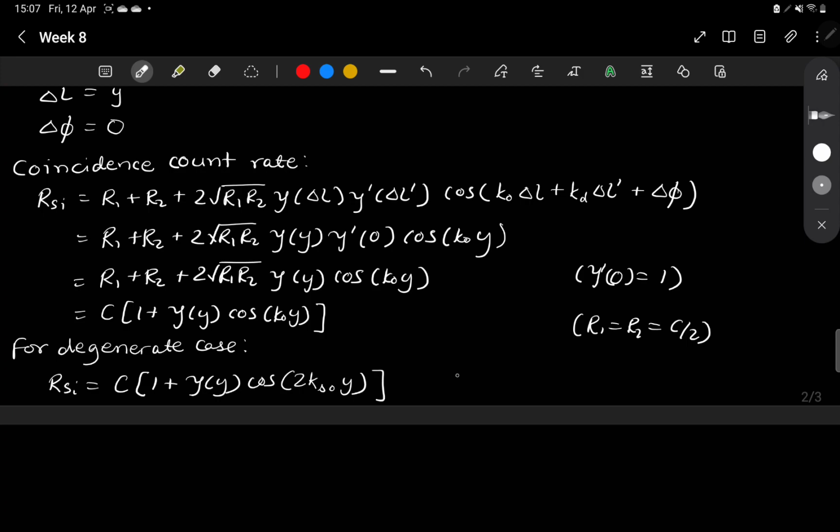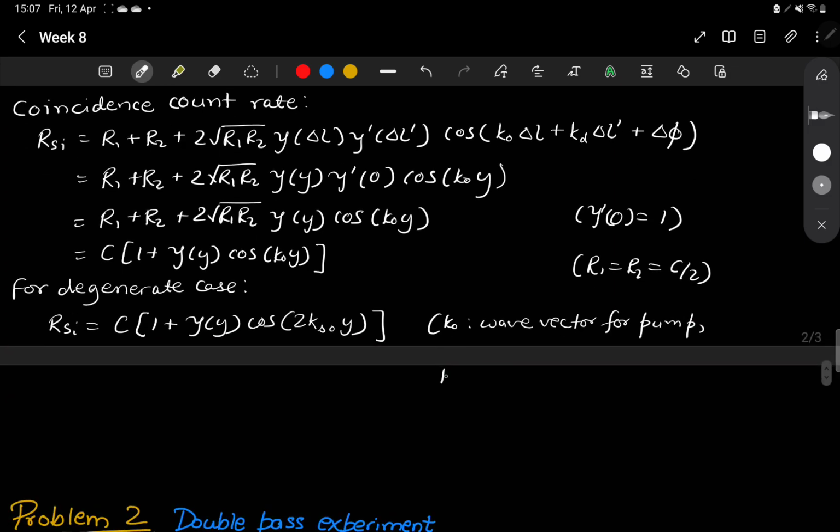This is because k naught is the wave vector for the pump, and ks naught, which is the wave vector for the signal, is k naught by 2 for signal or idler.